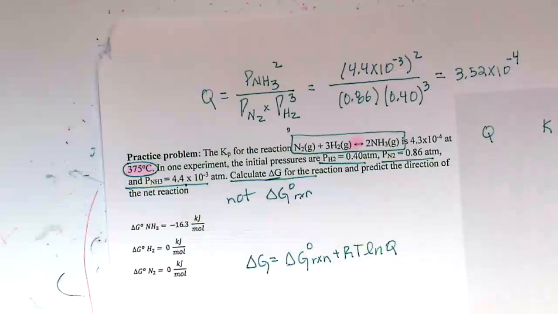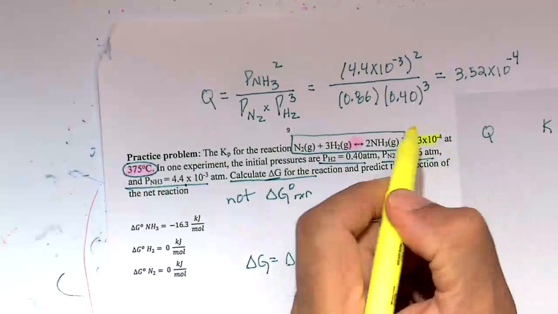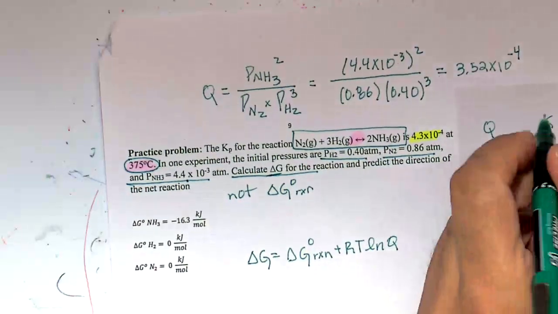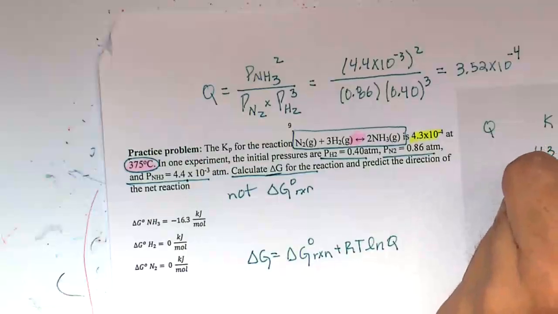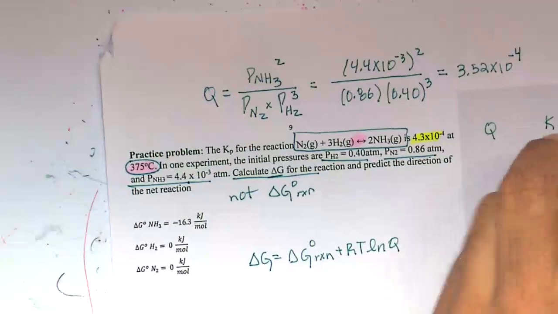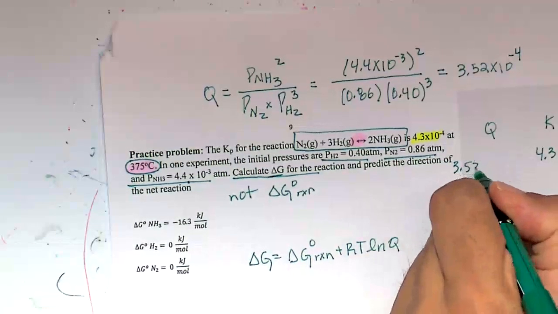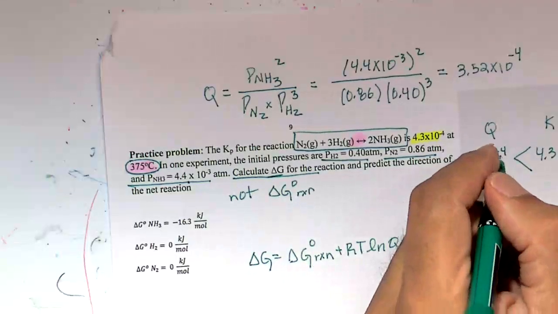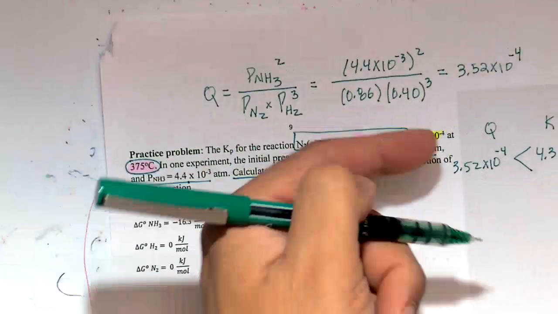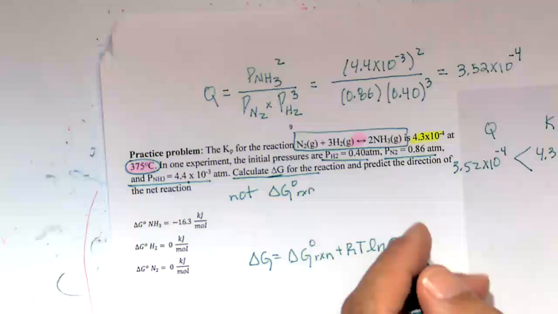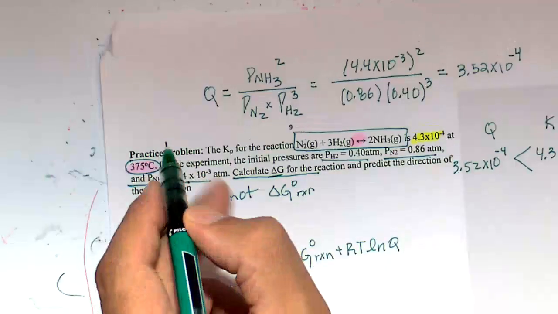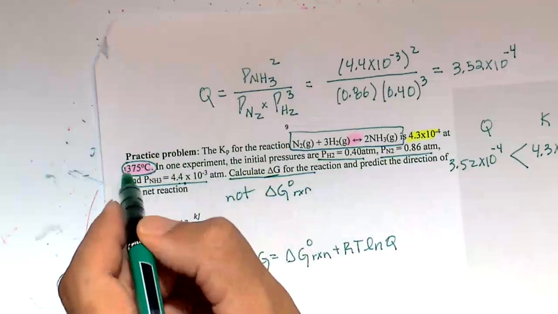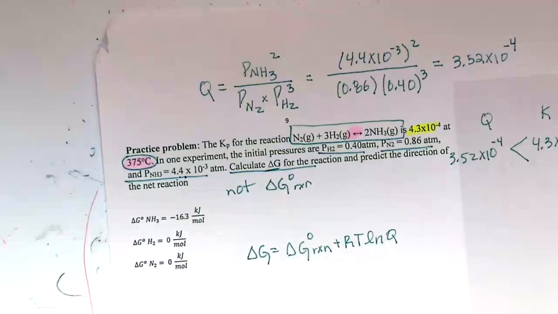Our K in this problem is 4.3 times 10 to the minus 4. So it looks like it favors the right. This favors the products under these conditions, non-standard state pressure and non-standard state temperature, 375 degrees.